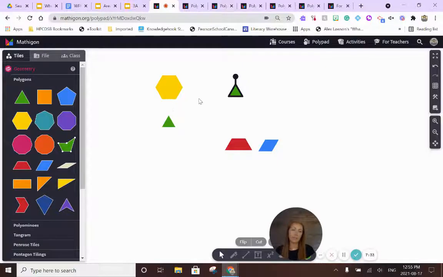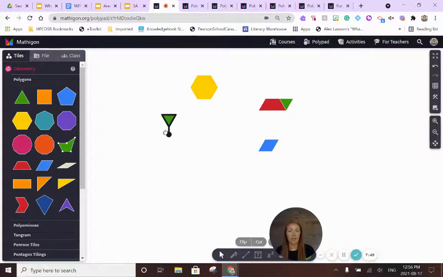Now they were asked to use 3 of those in order to make their trapezoid. Students could move these around and really manipulate until they found a trapezoid that really worked for them. So this is just a quick way to show you just how easy it is to move these blocks around and snap them into place. And then students were able to either download the image or take a quick screenshot.